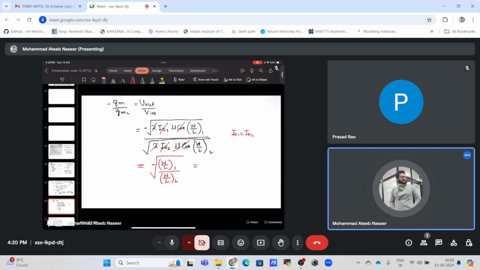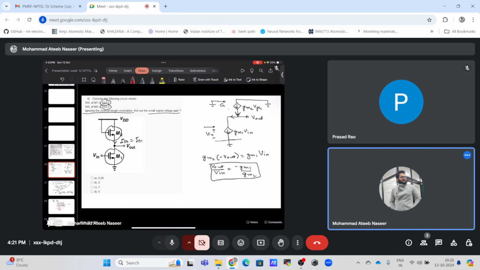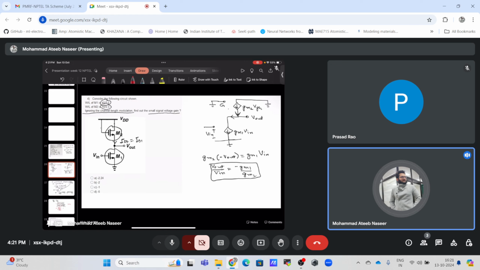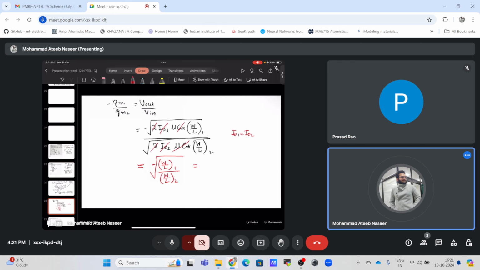So it is simply 80 by 20, not 100. So it is simply 80 by 20 with a minus sign. So it's minus. So this is a simple result.